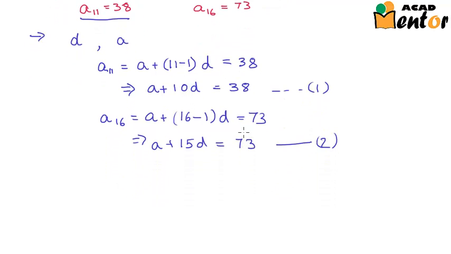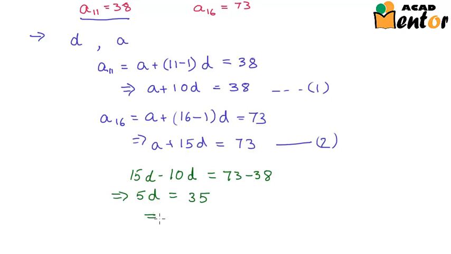Now we can solve equations 1 and 2 to get the values of a and d. Subtracting equation 1 from equation 2, we can cancel a. Hence it gives us 15d minus 10d equal to 73 minus 38, which is nothing but 5d equals 35. This means d is equal to 7.